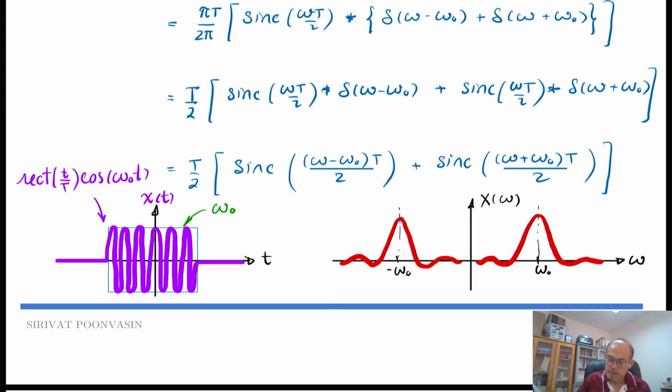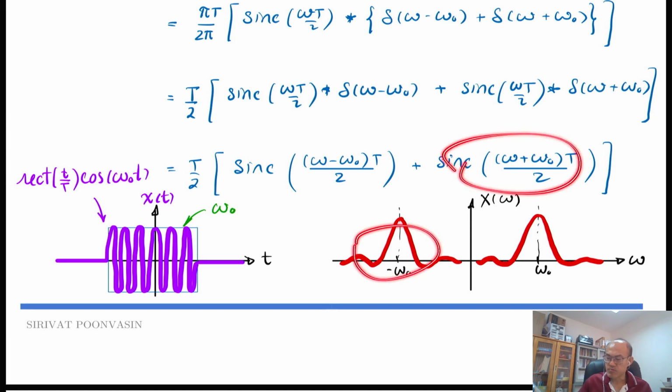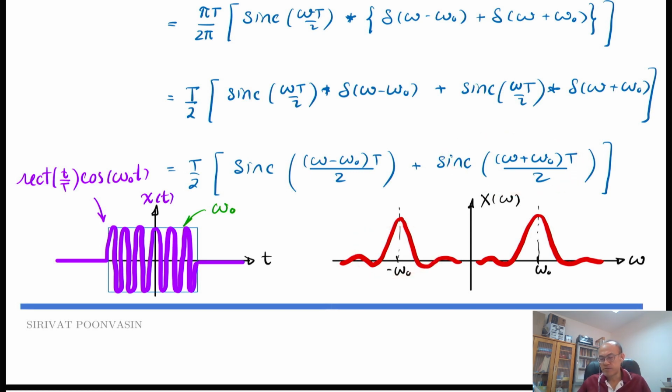Okay, so this guy is, oh, I'm sorry, this guy is this one, and this guy is this one. So there are two sinc functions, and the maximum height of the sinc function is capital T over 2, and the zero crossing, of course, is determined by this one. Zero crossing would be 2 pi over T. I'm sorry, the width.